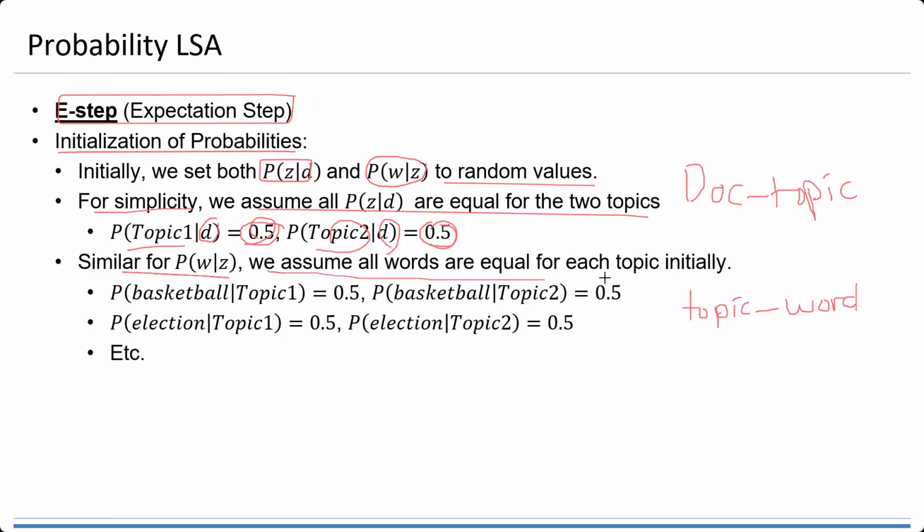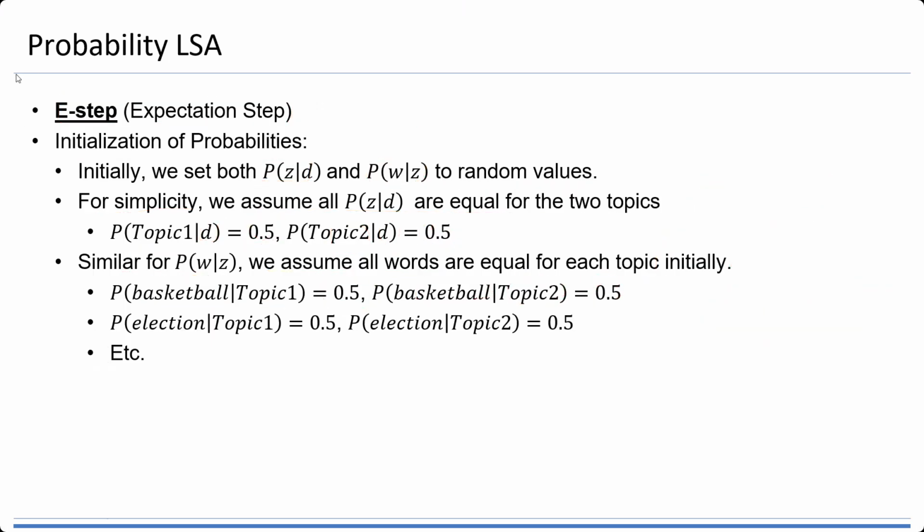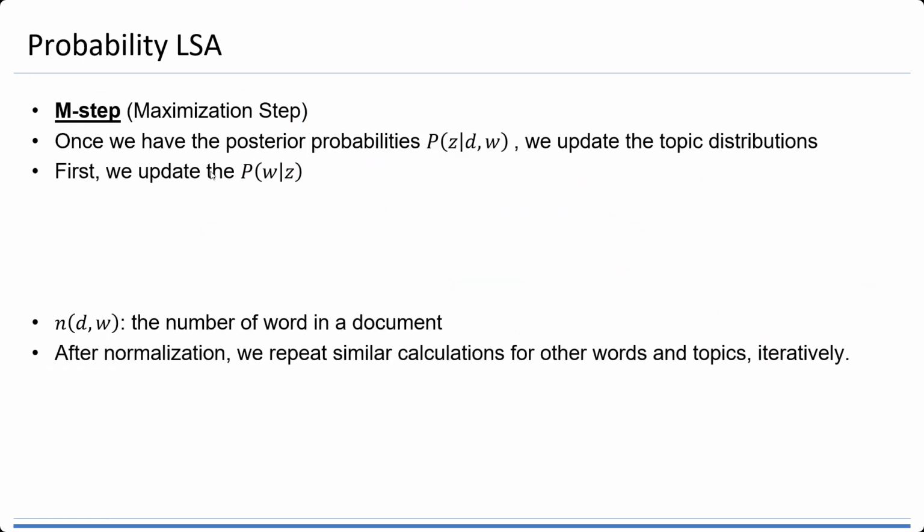We assume all words are equally likely for each topic initially. So in the initial state, we usually just make up any initial numbers. For example, for basketball in topic one, let's say we give a value of 0.5. For basketball in topic two, let's say we give a value of 0.5, and so on. After the expectation step, we go to the maximization step.